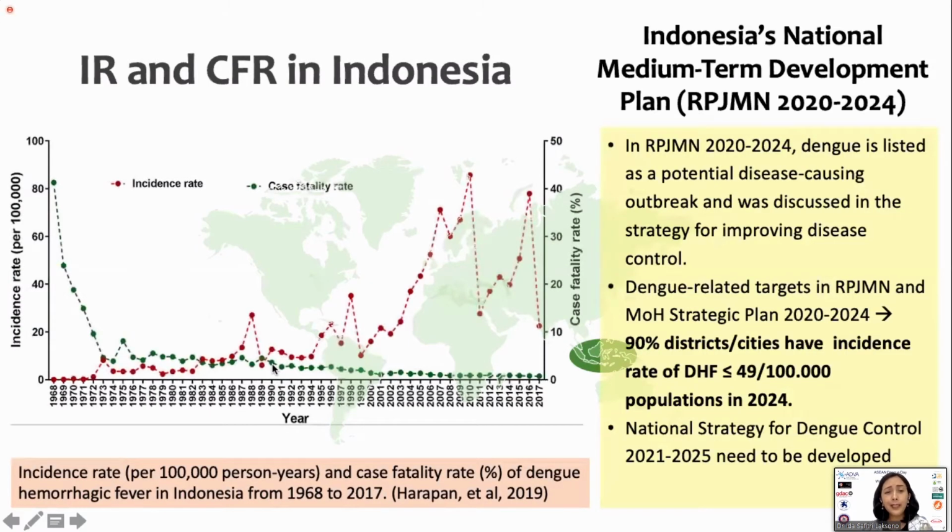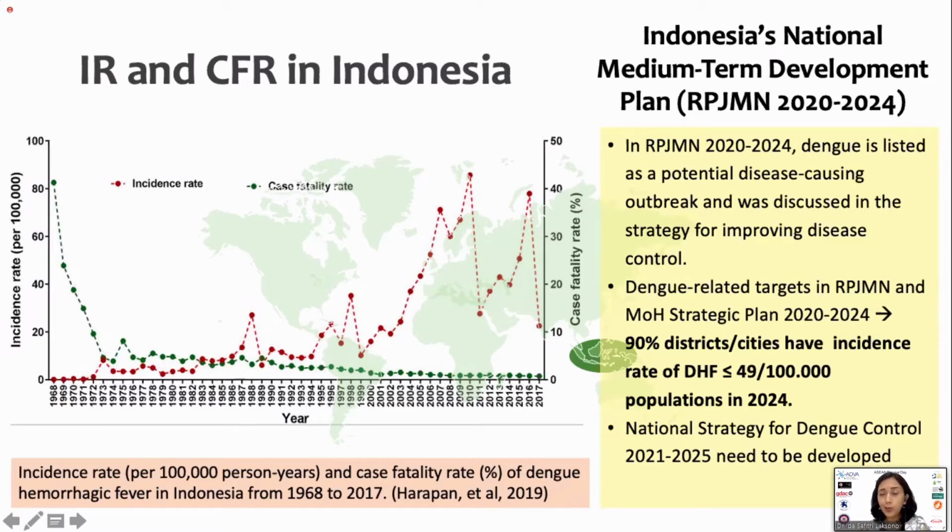The left chart is the data about incidence rate and case fatality in Indonesia. Over the 50-year period dengue has existed in Indonesia, we can see that the incidence rate still goes up and down. However, the case fatality rate has been maintained below 1% for the last several years.